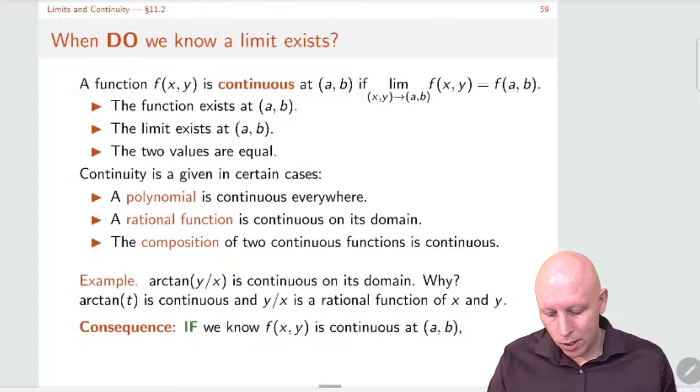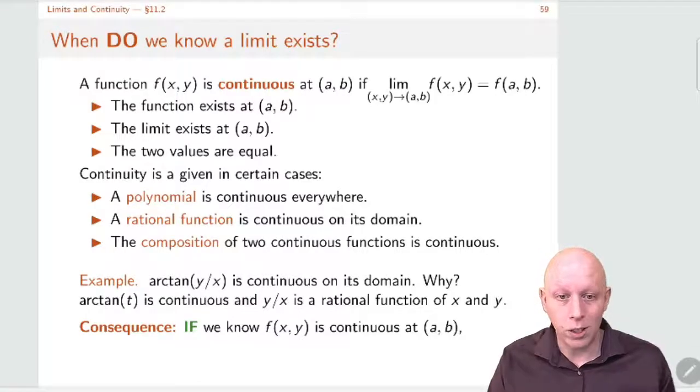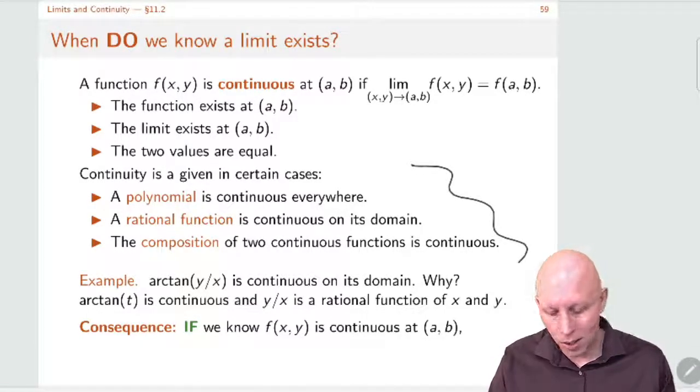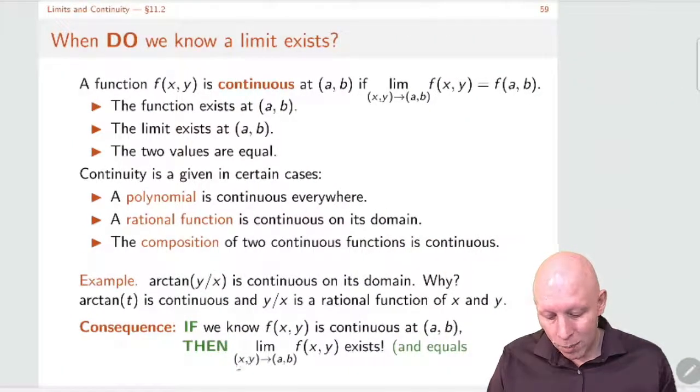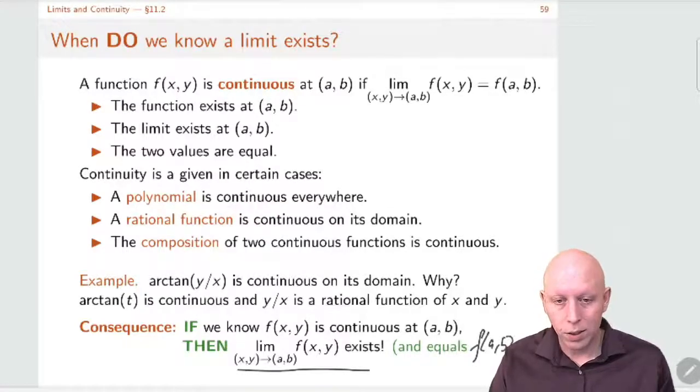All right, and so the consequence here is that if we know that the function is continuous at (a,b), which we have in some of those cases, then the limit exists and is equal to f of (a,b). All right, that was a quick video. We're going to stop there for now.